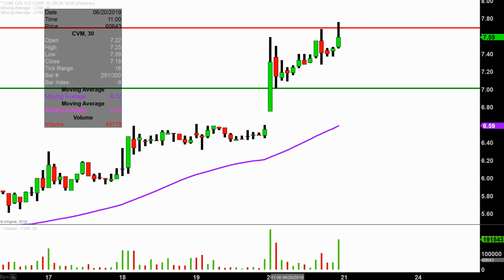Why do I say that? Because resistance levels don't matter. Why do I say that? Well, because what matters is what the price has already been doing. And that is this right here.